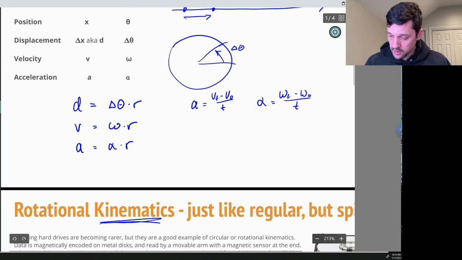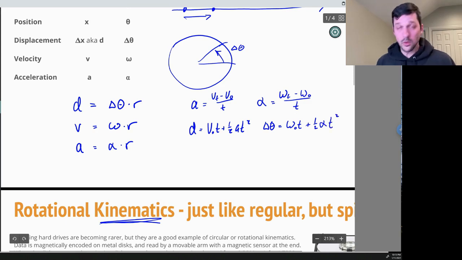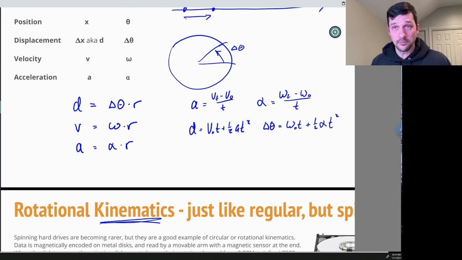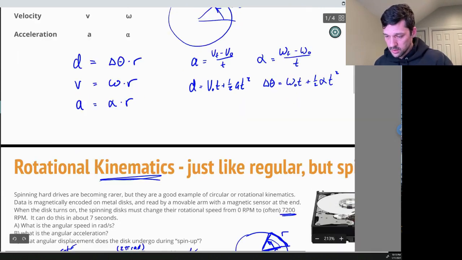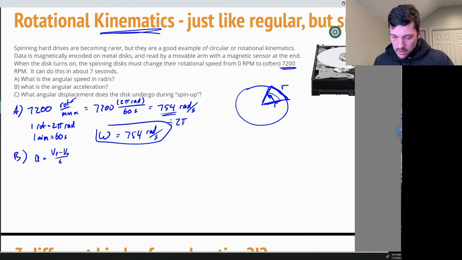The displacement, v0 t plus 1/2 a t squared. Well, the angular displacement, delta theta, equals omega initial times time plus 1/2 rotational acceleration times time squared. So they are perfect analogs of each other. If you know the values you're working with, the equations are exactly the same ones that you're familiar with, just with their analogous variables.